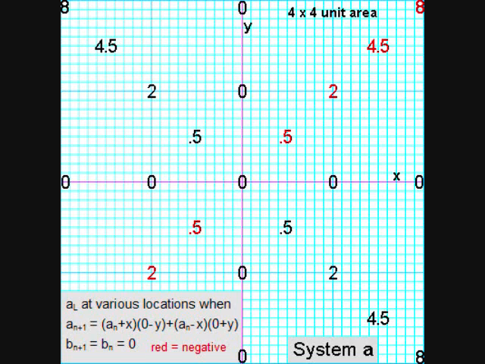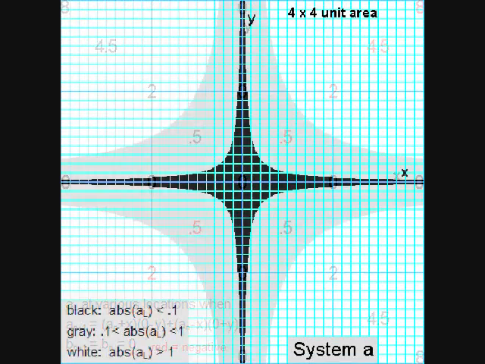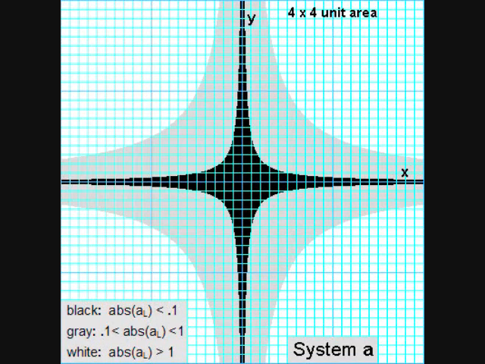The values to which variable A quickly evolves are lower near the x and y axes, and this can be shown graphically by the following cross-shaped pattern. The black area is where A sub L is less than 0.1, the gray area is where A sub L is between 0.1 and 1, and the white area is where A sub L is more than 1. This shape, where the values of A are lower along the x and y axes, affects how system A will interact with system B.